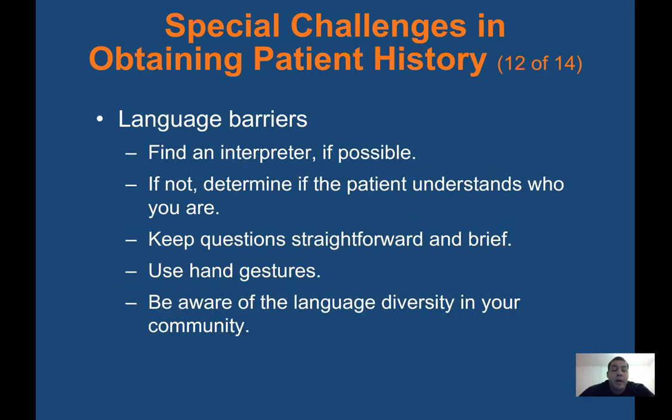The language barriers. Find an interpreter if possible. So if you get on scene and a family member speaks English or Chinese or whatever the case may be, you're going to see if maybe a young child is there that helps translate for you. If not, determine if the patient understands who you are. Keep questions straightforward and brief. Use hand gestures. Be aware of the language diversity in your community.